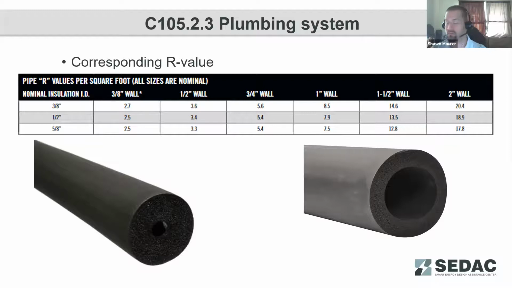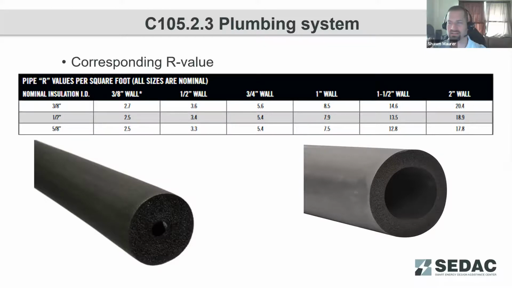The corresponding R value of that insulation needs to be checked. One thing we want to note is that for most commercial systems, prescriptive code requires a minimum of R3 insulation on piping insulation for hot water. For this particular manufacturer's insulation, notice that that 3/8 inch wall insulation does not quite meet that R3 requirement. So the 1/2 inch wall insulation would have to be installed. You're getting a little additional benefit going beyond that R3, but that is the minimum requirement.